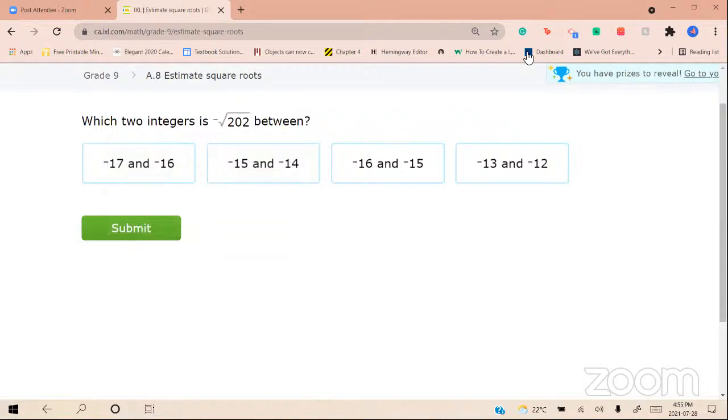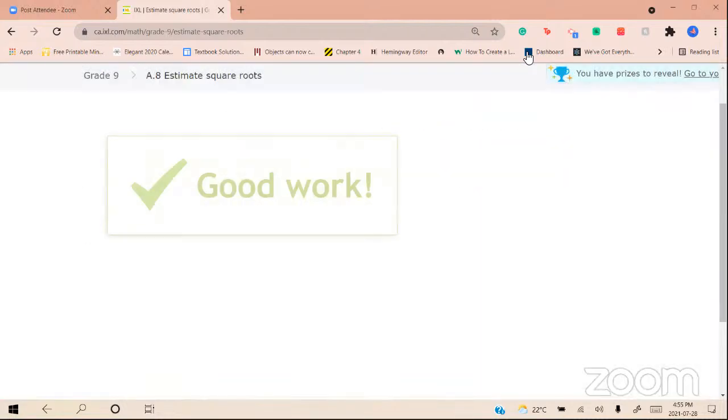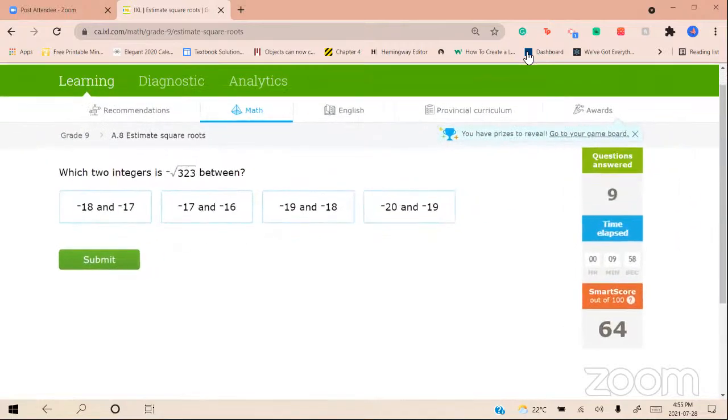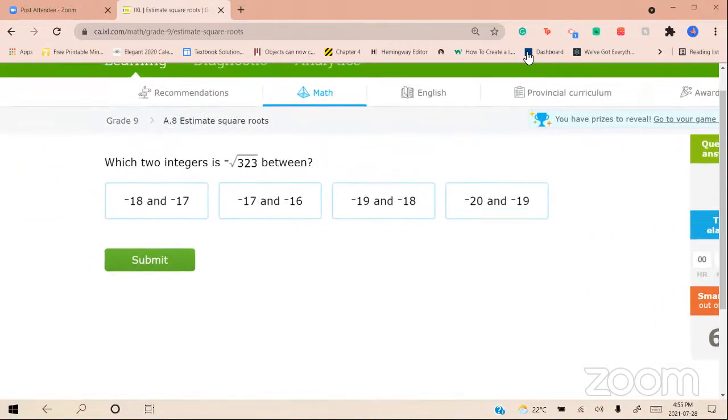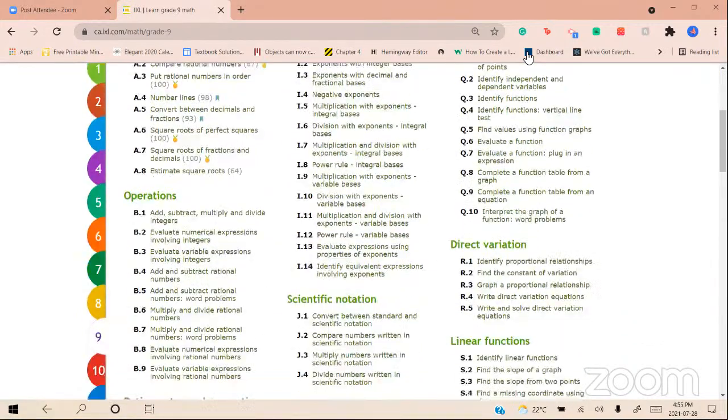Okay. Which two integers is negative root 202 between? 14 and 15. Okay. 14 and 15. Yes. Very good. Let's see. Oh, we're at 64. Okay, so I think you understand this one. So let's go over another concept quickly in 5 minutes.